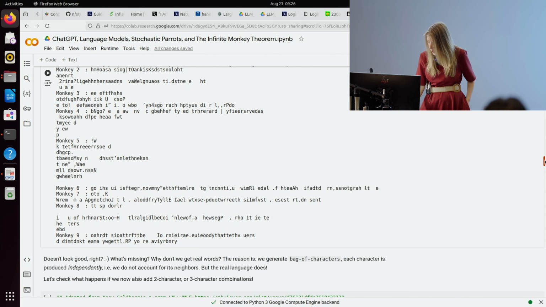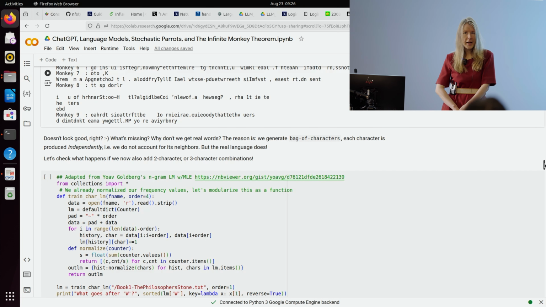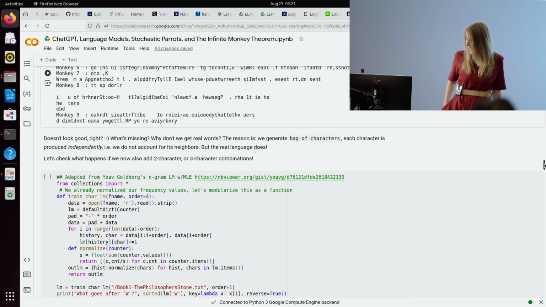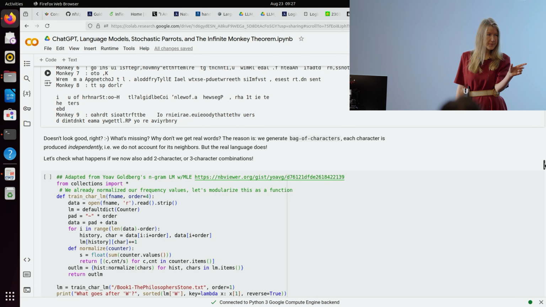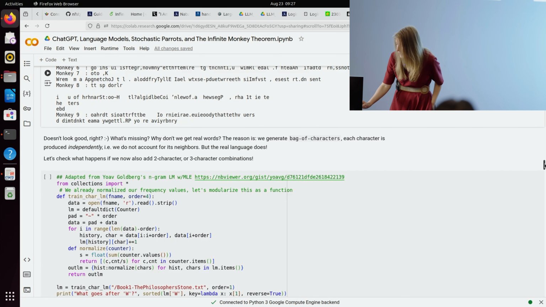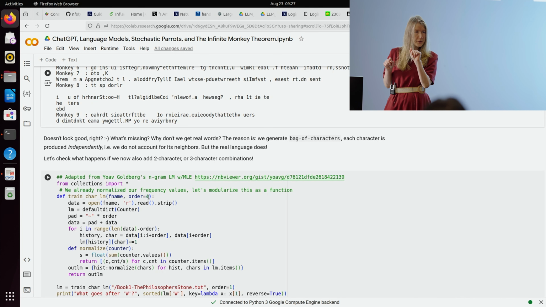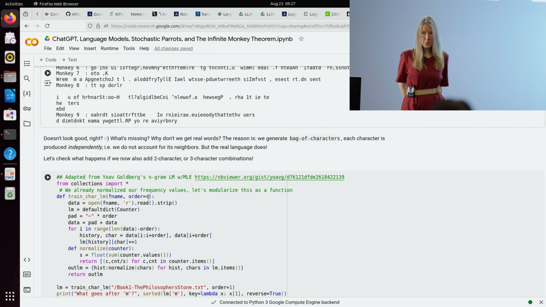So we introduce this special function called train character language model. That will be our very first so-called n-gram language model. A gram is a token, either a character or a word, and n means how many tokens we look at in the past. In order to produce the current character or word, in this case at the character level, we look at n characters in the past. This is called the order of the model. The simplest model looks just one character before, and the order will be one. This is called a bigram language model. So we are looking at the common bigrams, two-character collocations.